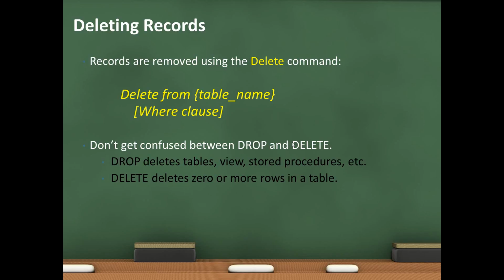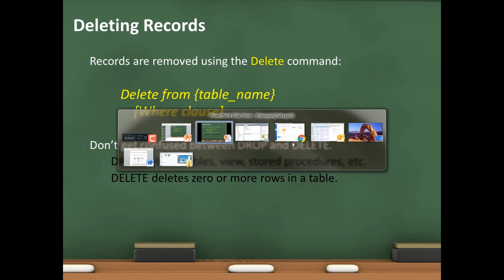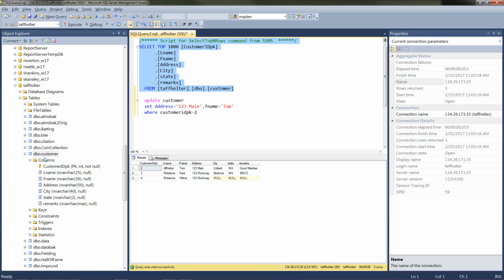Now where it gets confusing though is right here. If you go back over to customer and normally you would type in drop customer over here, or drop table customer, and it would drop this table out.